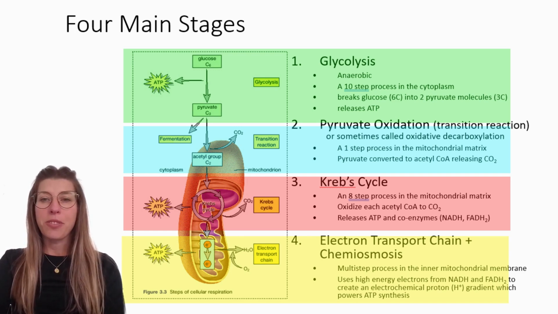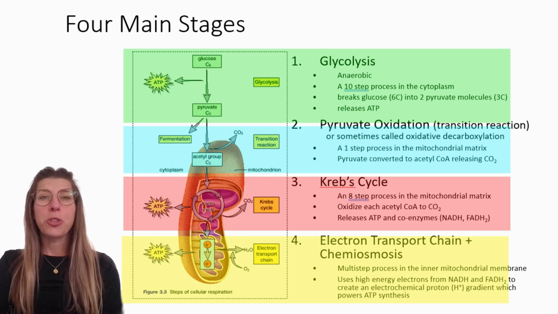So stage 1, as I mentioned, is glycolysis. This is the only stage that is anaerobic. Again, this is when really primitive life forms were able to produce small amounts of ATP in the cytoplasm. So it actually doesn't require oxygen, although the rest of cellular respiration does, which is why we say cellular respiration is aerobic as a whole.